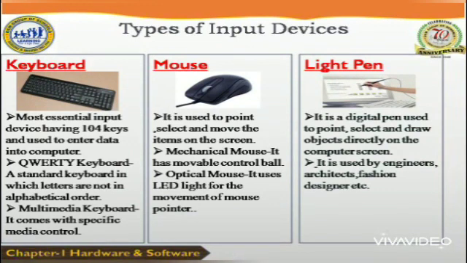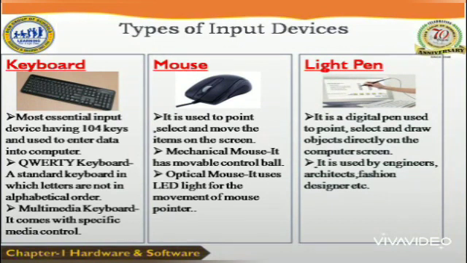So the next is mouse. This device is used to point, select and move the items on the screen. And like keyboard, this is also of two types. First is mechanical mouse, which has a movable control ball. And the next is optical mouse, which uses LED light for the movement of mouse pointer.